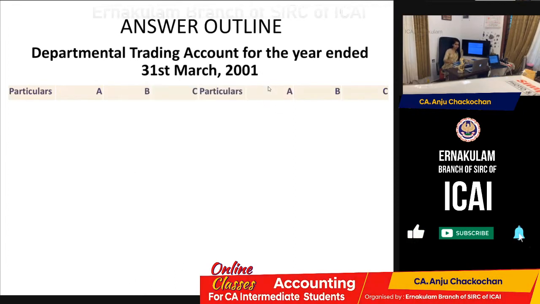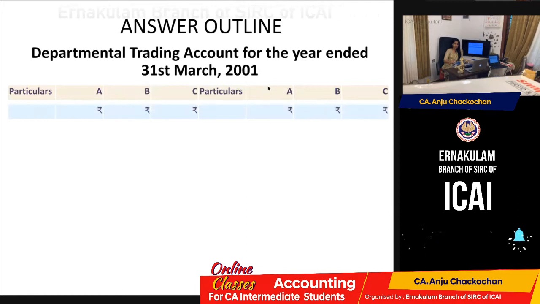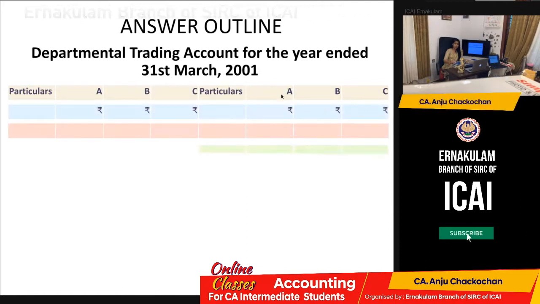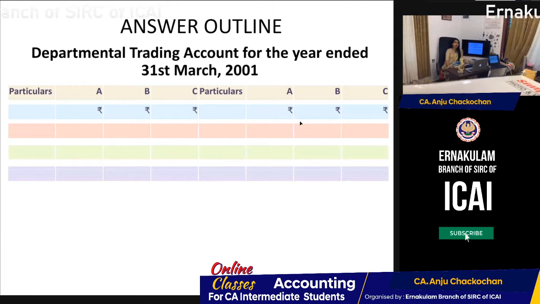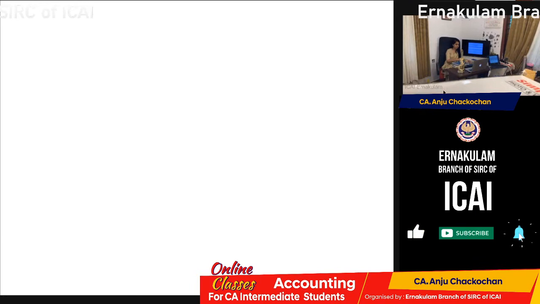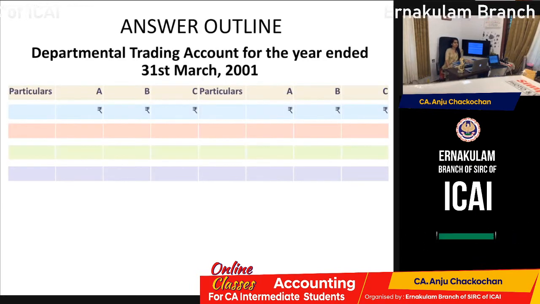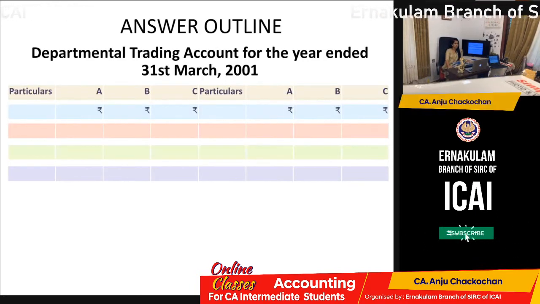All right, so take your pen, pencil, and scale, everyone, and draw the columns. And once you're done with the outline, just give me a message. You're asked to prepare the departmental trading account, so just the outlines will do. Maybe you can leave about half to three-fourths of a page. Once you're done, give me a message, everyone.